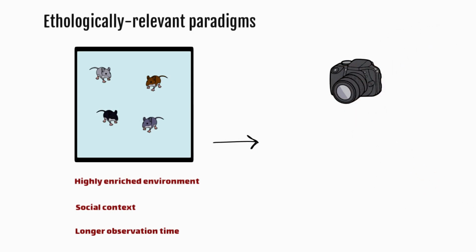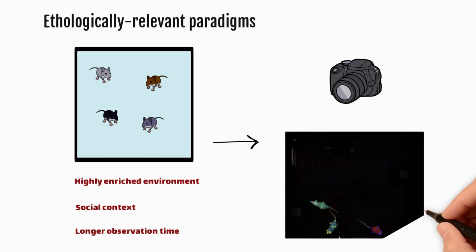In order to analyze the behaviors, we record the animals and at a second moment analyze their behaviors using deep learning algorithms that allow us a precise tracking.